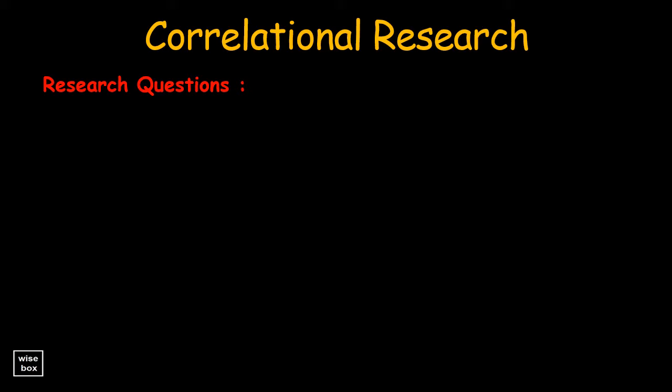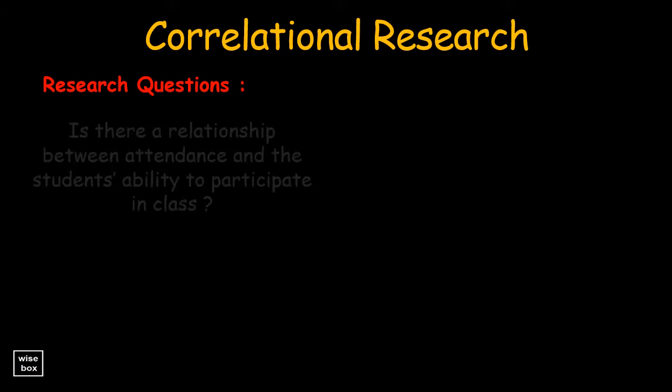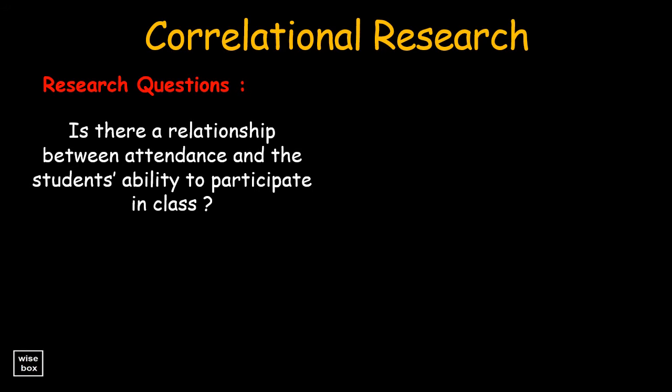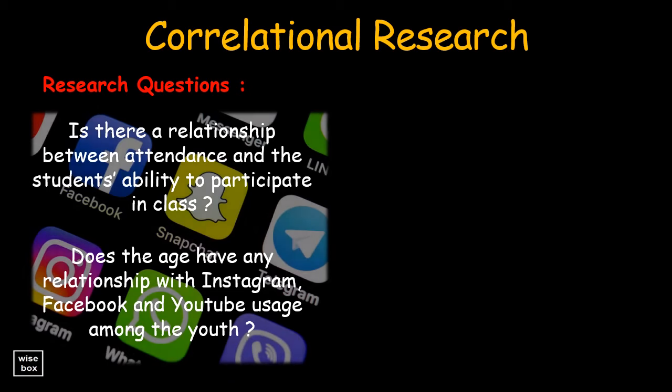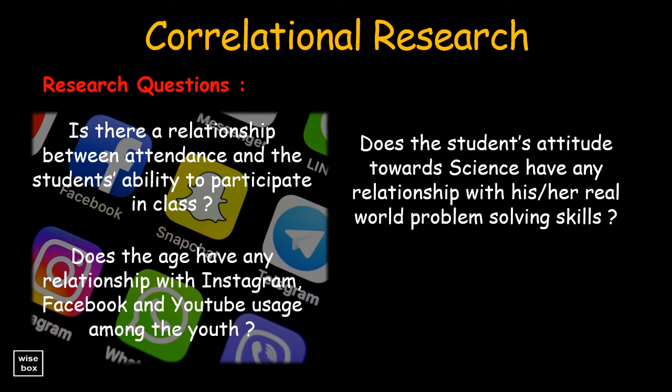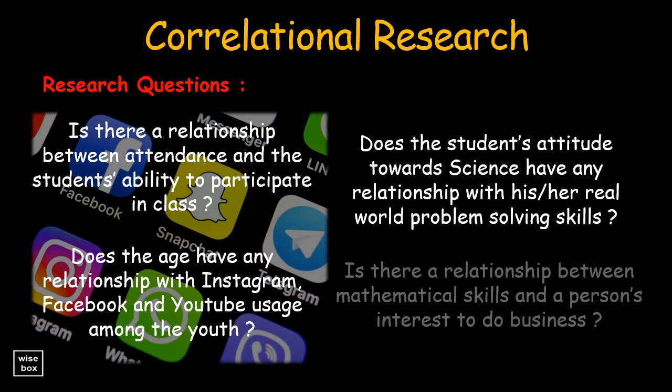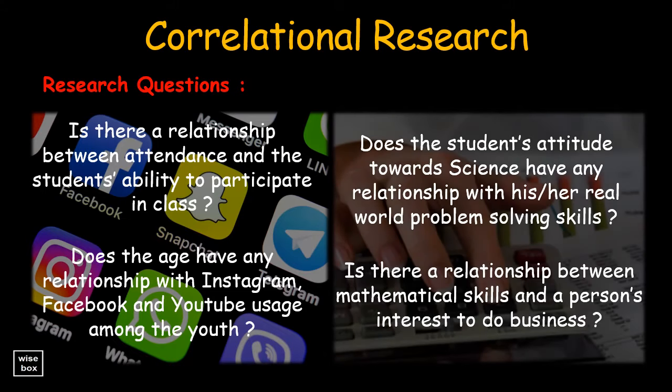Here are some examples of research questions for correlational research. Is there a relationship between attendance and the student's ability to participate in class? Does age have any relationship with Instagram, Facebook, and YouTube usage among the youth? Does the student's attitude towards science have any relationship with his or her real-world problem-solving skills? Is there a relationship between mathematical skills and a person's interest to do business?